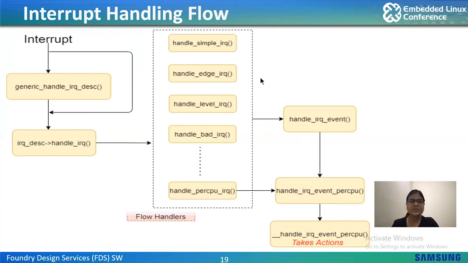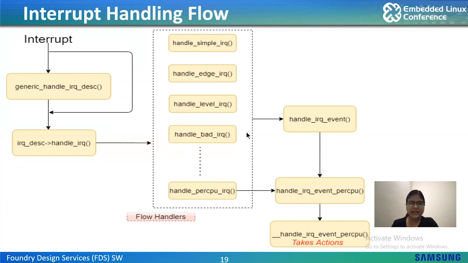Handle edge IRQ is to handle the edge triggered interrupts. Handle per CPU IRQ is the per CPU local interrupt handler. Since this is local to a particular CPU, it doesn't need any locking mechanism. So whichever function best suits the interrupt handling, we can call that.